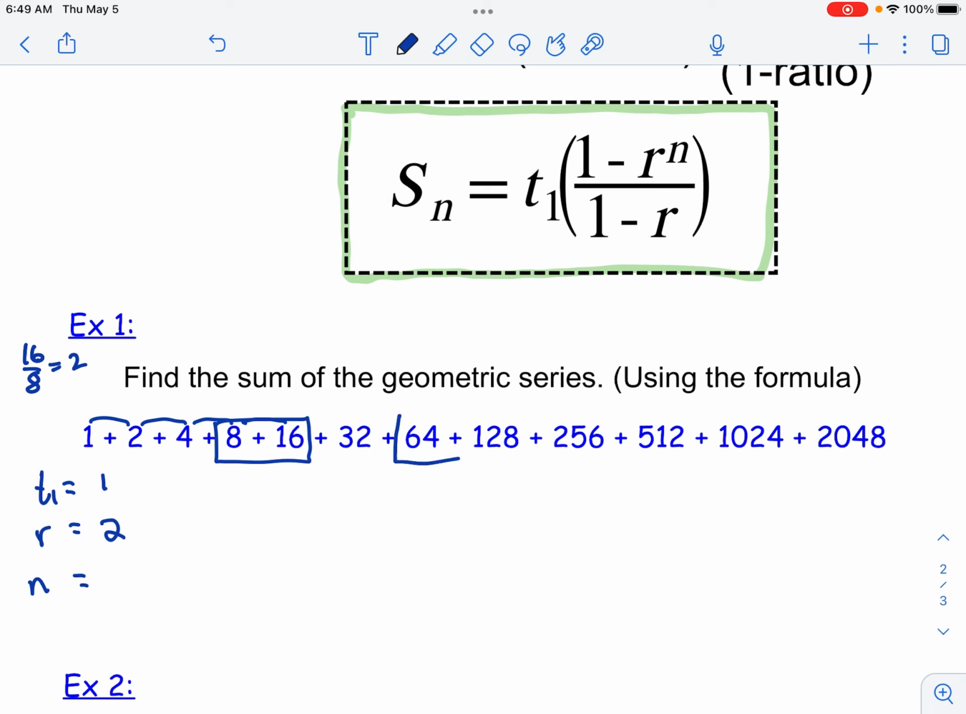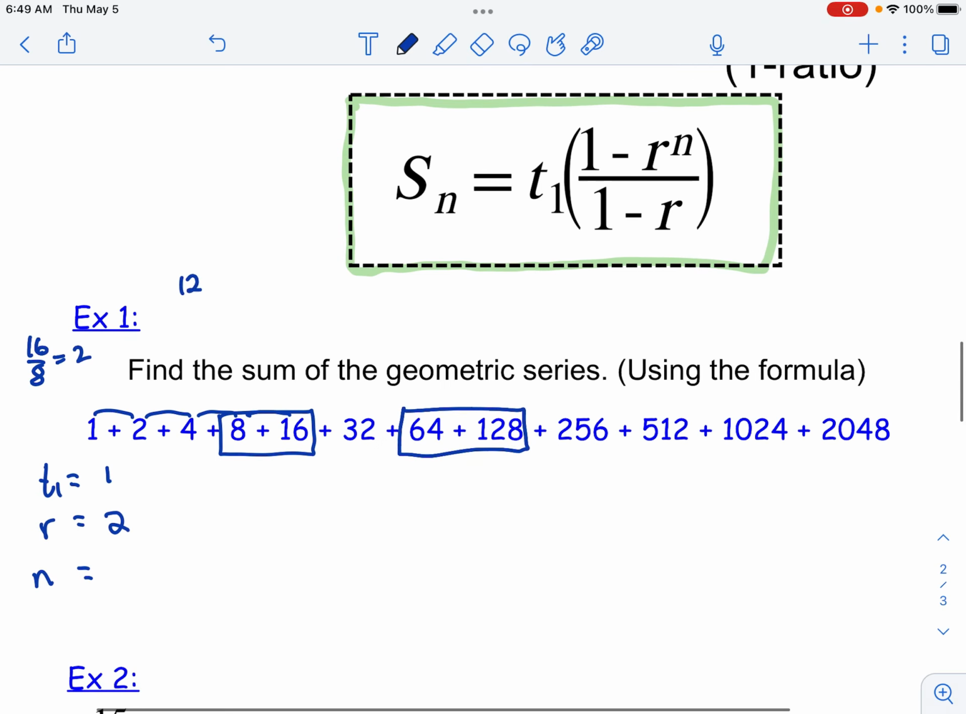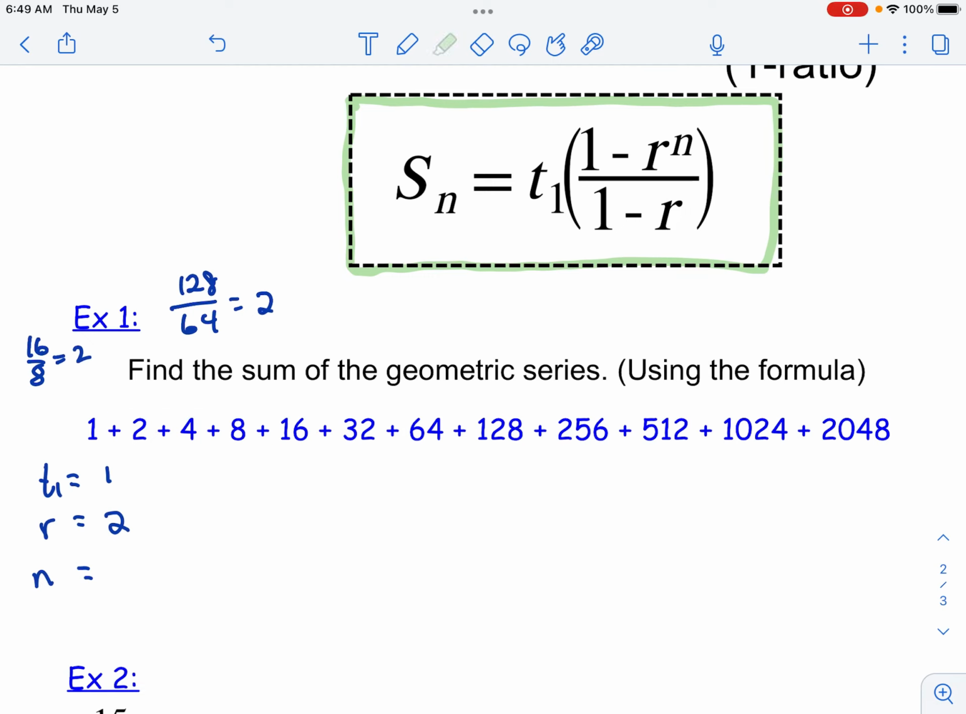Try another 2 consecutive numbers. Is that going to be 2? So 128 divided by 64, and indeed that is also 2. When you divide 2 consecutive numbers and it's always the same number, which it is here, then that's a geometric series. And then n is how many terms there are. With this one, it's small enough that we can just count them: 1, 2, 3, 4, 5, 6, 7, 8, 9, 10, 11, 12. So there are 12 terms in this, so n is 12.